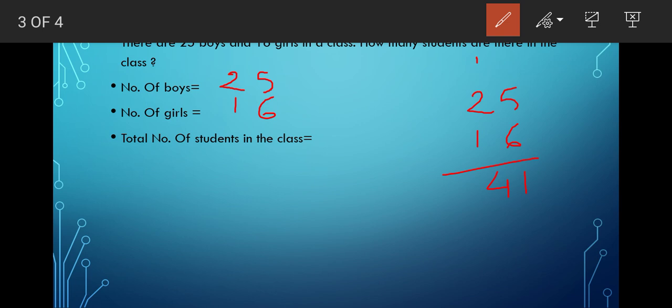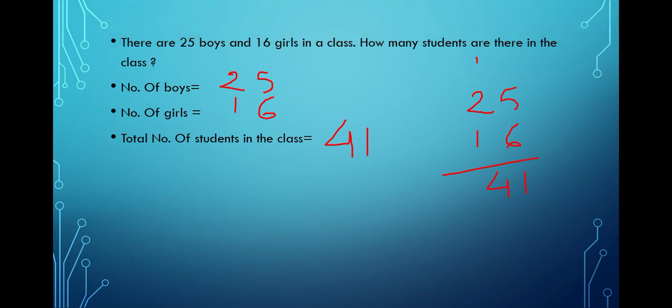So total number of students in the class is how much? How many students are there in the classroom? There are 41 students in the classroom, including boys and girls. Okay, so that is it.